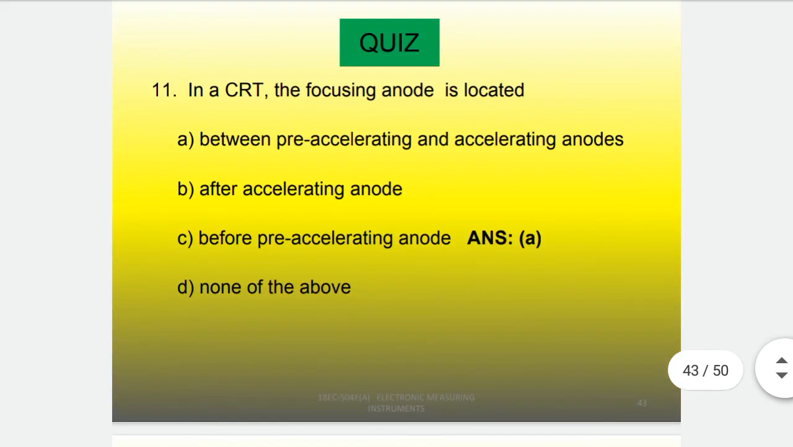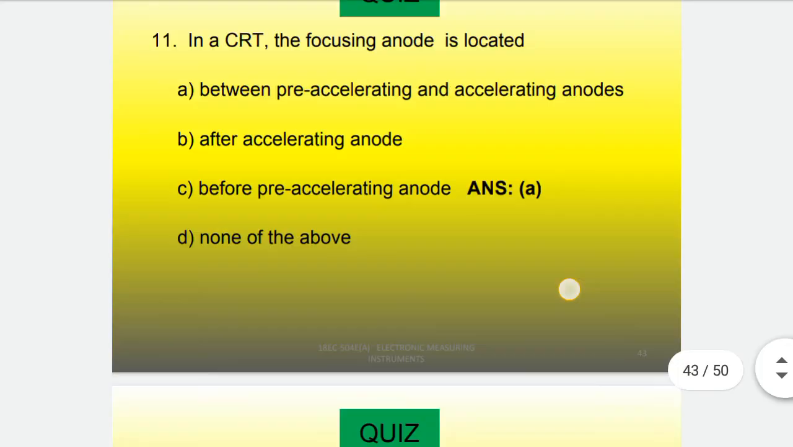In a CRT, the focusing anode is located at what? A. Between pre-accelerating and accelerating anodes, and the option B, after accelerating anode, C, before pre-accelerating anode, and D, none of the above. You can see in the figure, the focusing anode is located between the pre-accelerating and accelerating anodes. Hence the answer is A.